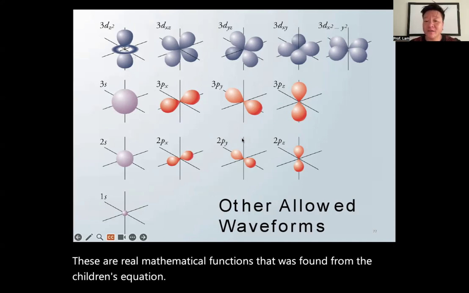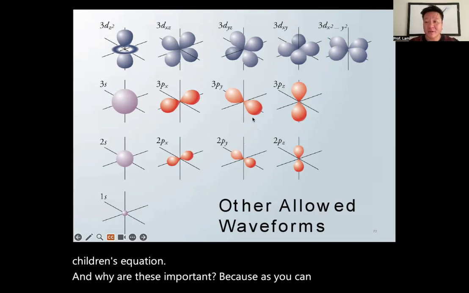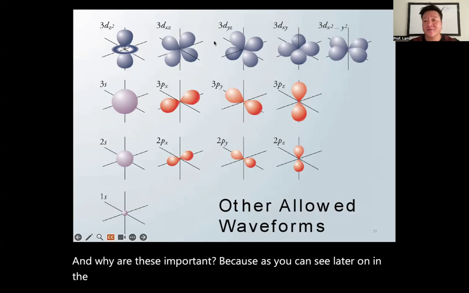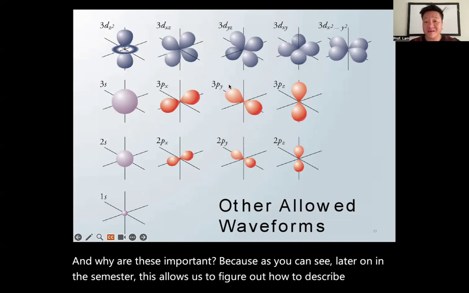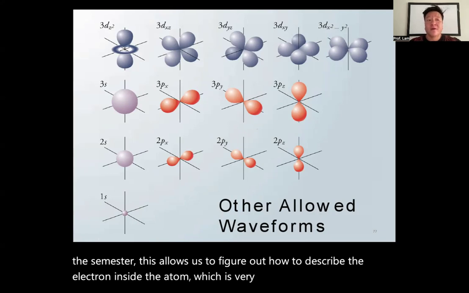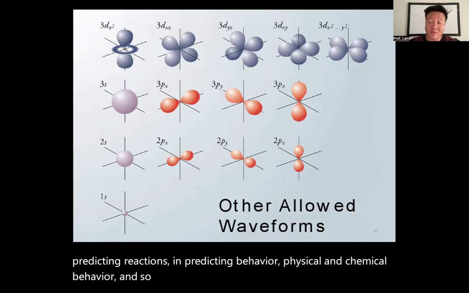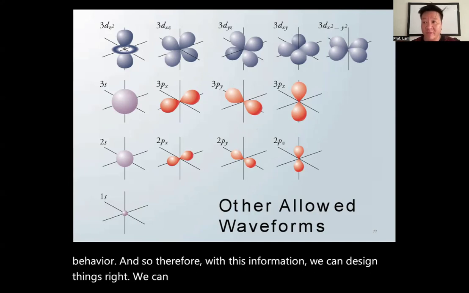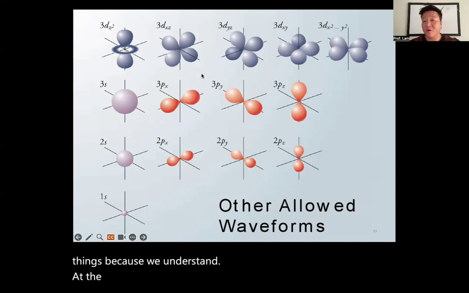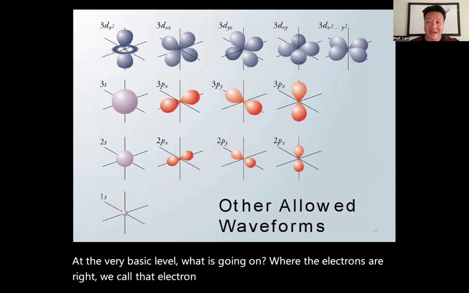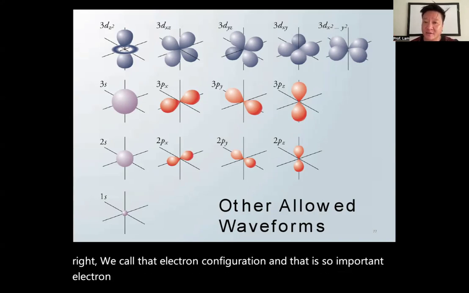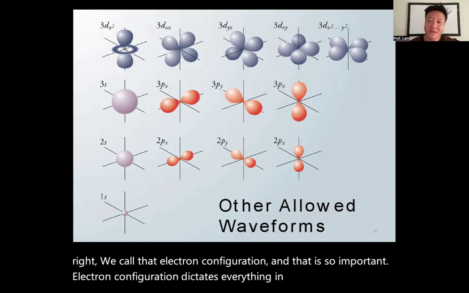And why are these important? Because as you can see later on in the semester, this allows us to figure out how to describe the electron inside the atom, which is very crucial in predicting reactions, in predicting behavior, physical and chemical behavior. And so therefore, with this information, we can design things, right? We can design materials, we can make more complex things because we understand, at the very basic level, what is going on, where the electrons are, right? We call that electron configuration, and that is so important. Electron configuration dictates everything in chemistry, right?